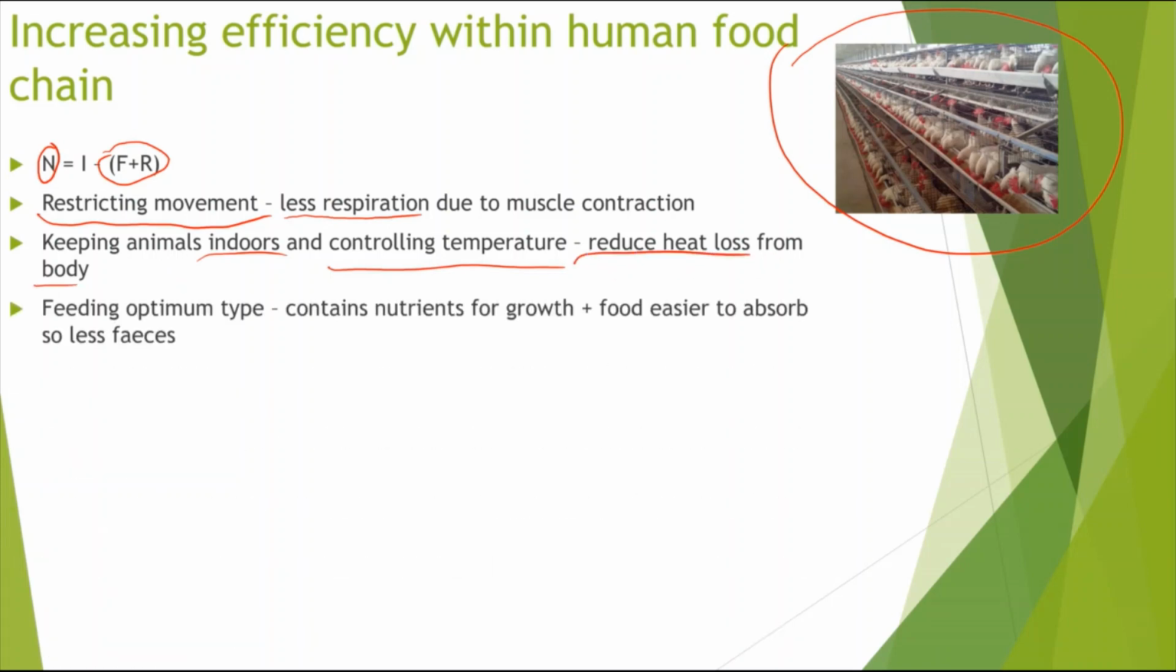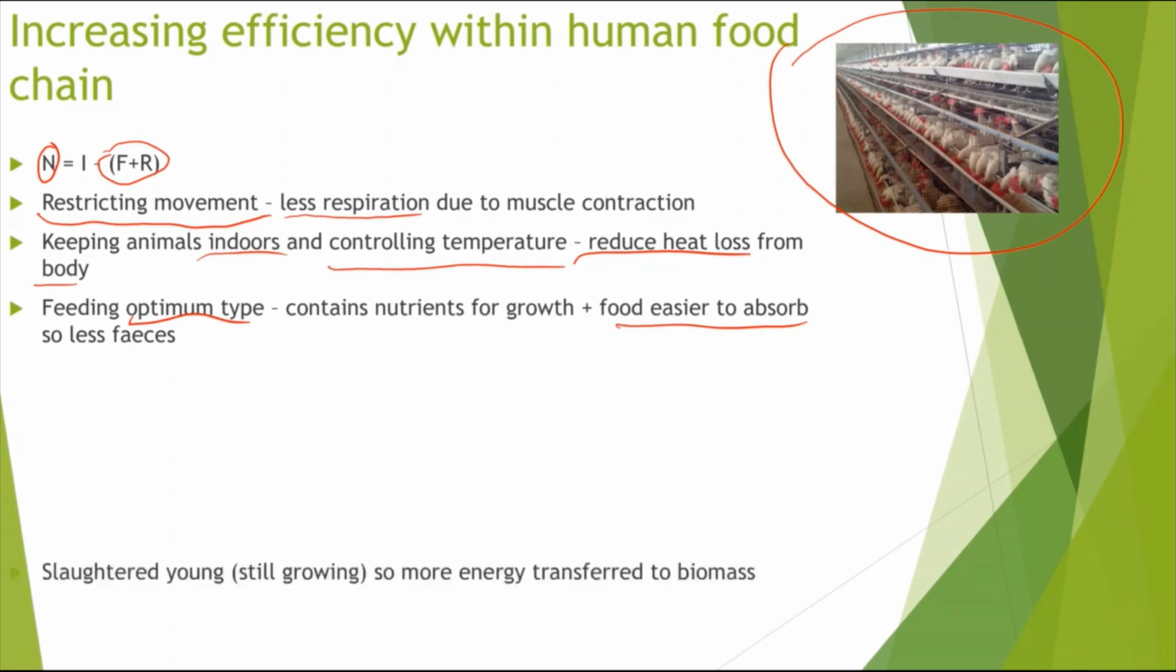And also feeding animals the optimum type. By optimum type, what we mean is the food which contains the nutrients for growth, so they can grow quickly, as well as food which is easier to absorb, so the food which can be absorbed by these animals, so there will be less feces, so less energy lost.